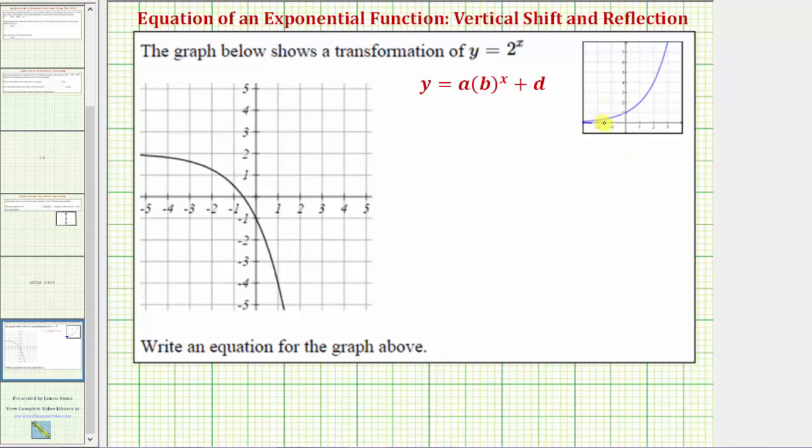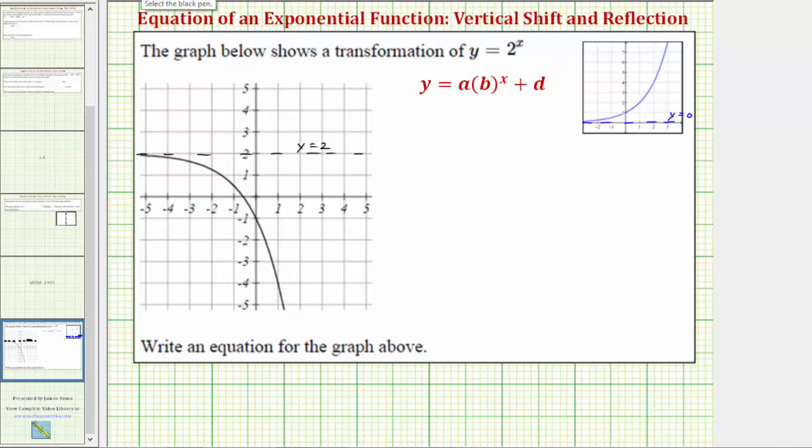Looking at the graph of y equals 2 raised to the power of x here, notice how the horizontal asymptote is the x-axis, which has an equation y equals 0. The given graph has a horizontal asymptote of y equals 2. So because the horizontal asymptote is y equals 2, we know the graph has been shifted up 2 units, and therefore d, the constant on the end, must be positive 2.